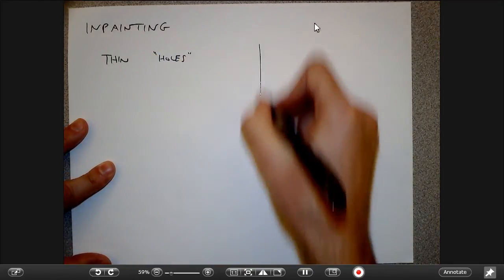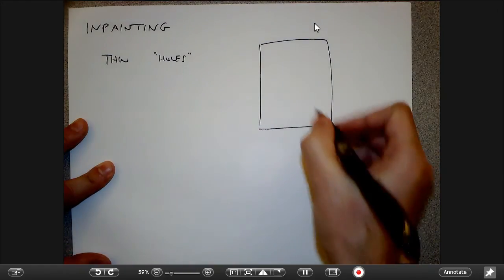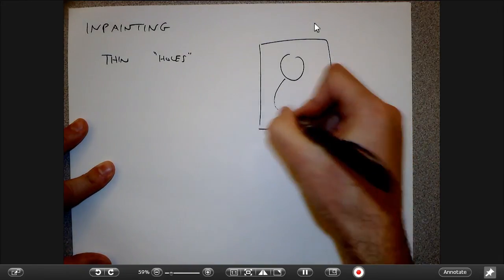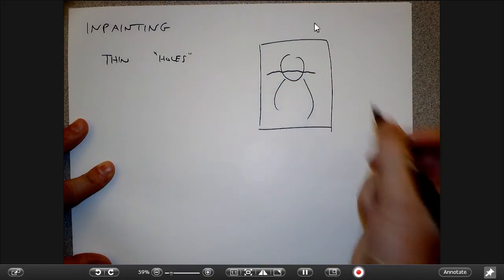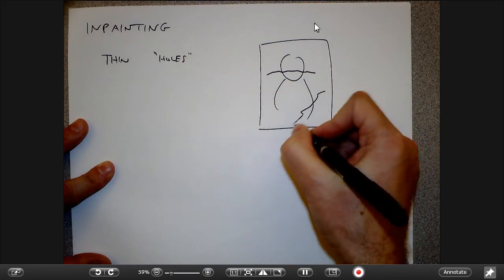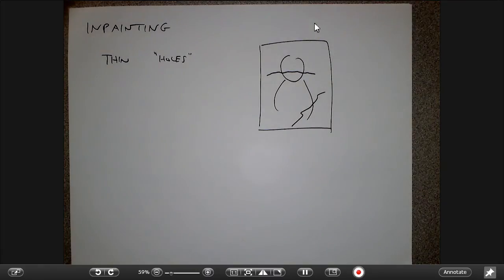So if I have a piece of art and it's damaged, there's probably going to be some sort of thin crack across here or a scratch or something like that. Another case where this comes up a lot is a scratch on a piece of film. It's very common when you're filming with an analog camera that has moving parts that some piece of metal makes contact with the film surface and leaves a scratch.